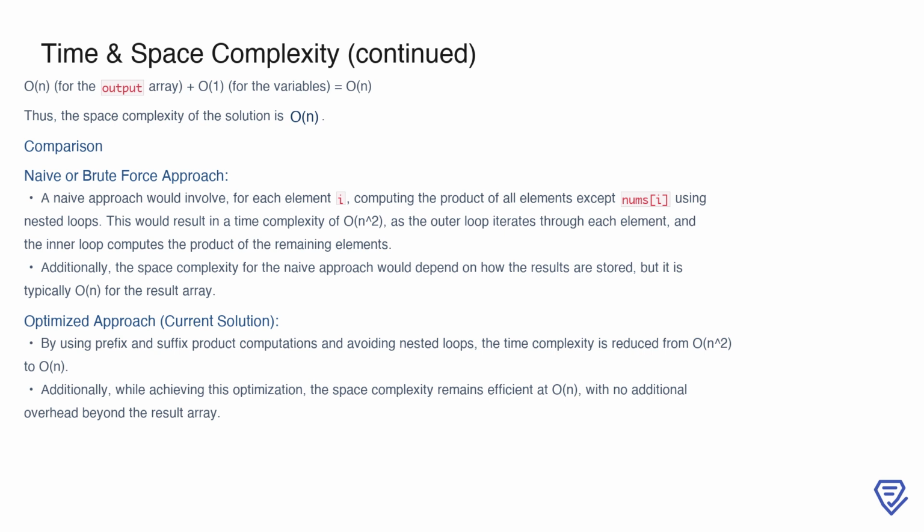In a brute force method, for each element, we would compute the product of all other elements using nested loops. This results in a time complexity of n squared, as one loop iterates through each element, and the inner loop calculates the product for the remaining elements. In contrast, the optimized approach avoids nested loops by using prefix and suffix products, reducing the time complexity to n. Additionally, the naive approach would still require n space for storing the results, so the optimized solution achieves this improvement in time complexity without increasing the space complexity.